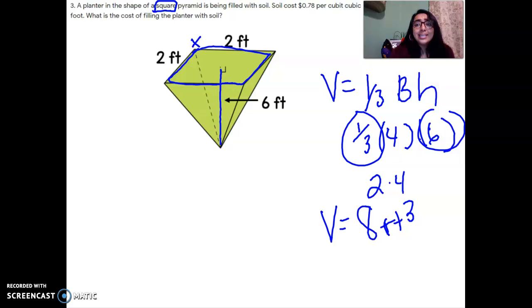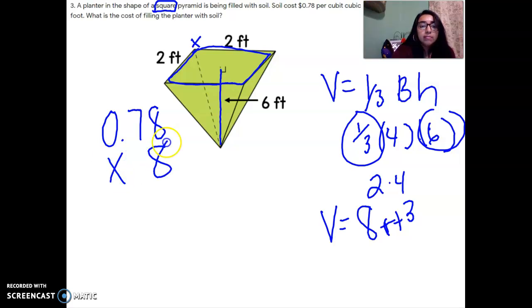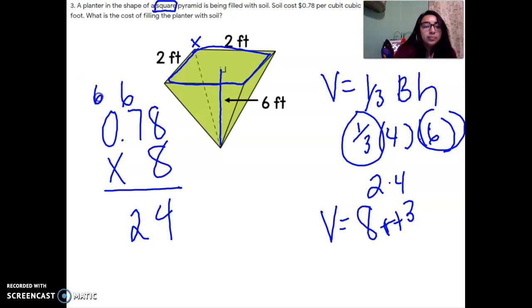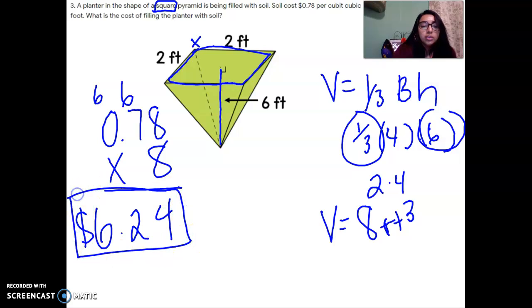So it gives me a volume of 8 cubic feet. But we are not done yet because they're asking us for the cost. So if it costs me 78 cents per cubic foot and I have 8 feet of soil that I need, then I would multiply this. 8 times 7 is 56, plus 6 is 62. So it would cost me about $6.24 to fill up that planter.